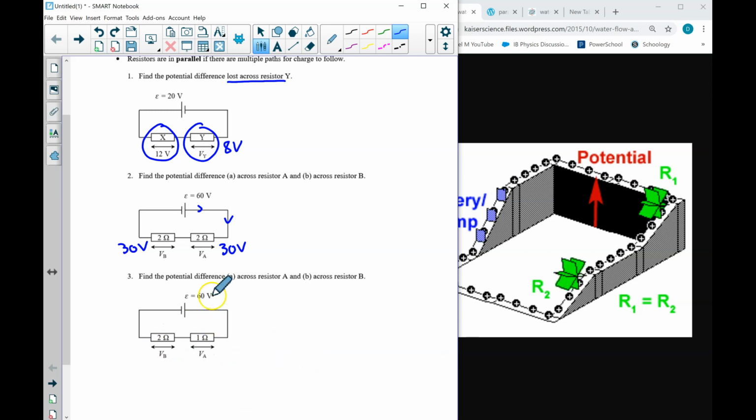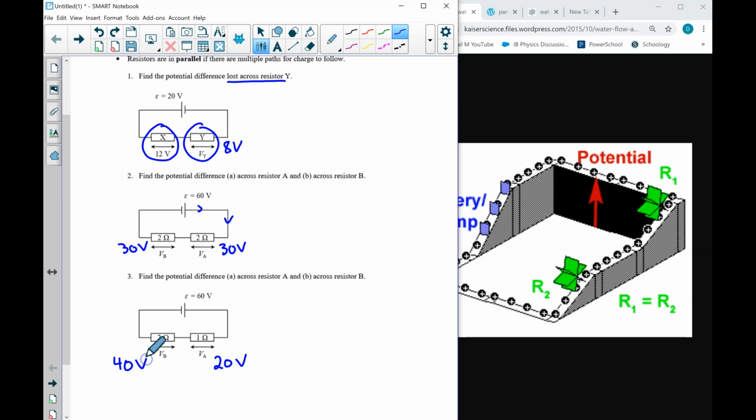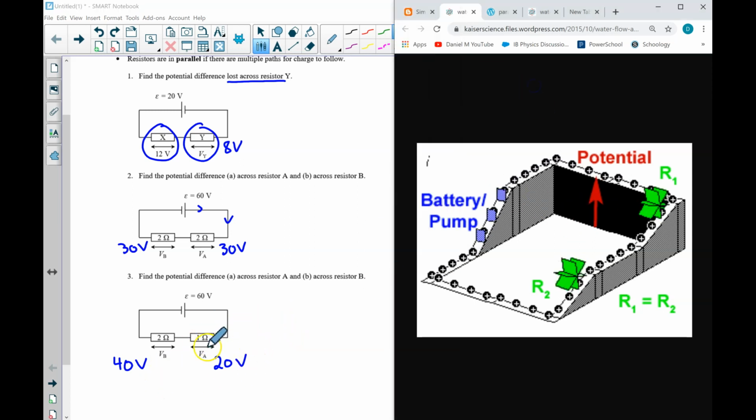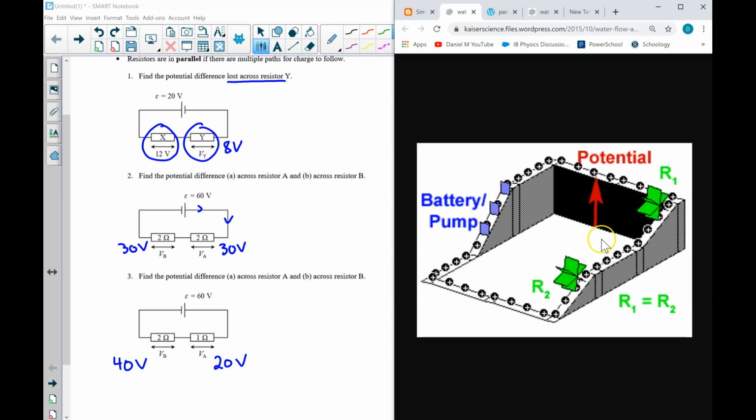So what does it turn into? Without doing any complex math, we can figure out that this will be 20 volts and 40 volts. We'll learn this formally in an equation, but it's nice to get an intuition for it. So if the first one is small and the second one is big, then you're falling less on that first resistor, and then you're falling the rest of the way on the second resistor.